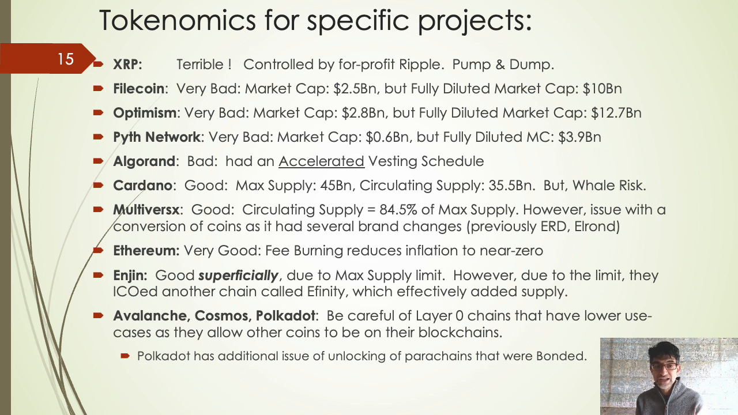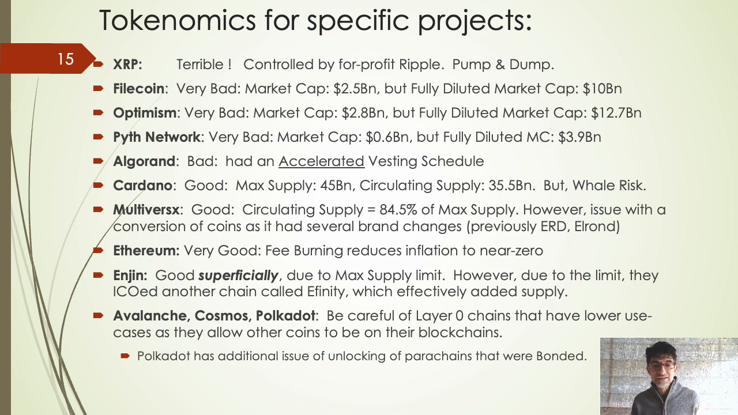So Engine looks great. There's a max supply limit. I think the circulating supply is high. However, because they had that max limit, they couldn't issue any secondary sales on coins. So what they did is they circumvented that. They went around it like a loophole, and they ICO'd another sister chain called Infinity, and that added supply. So you have to be careful.